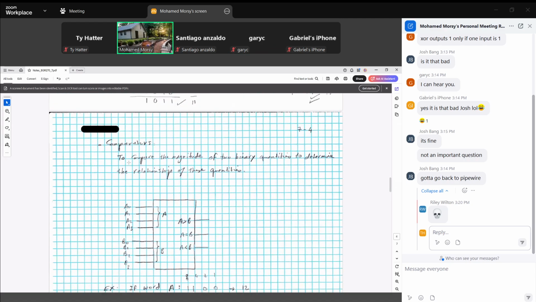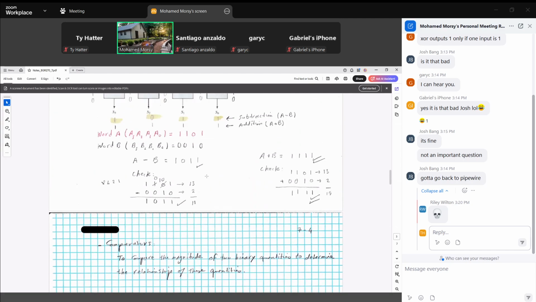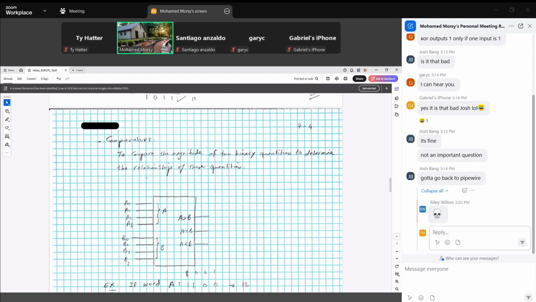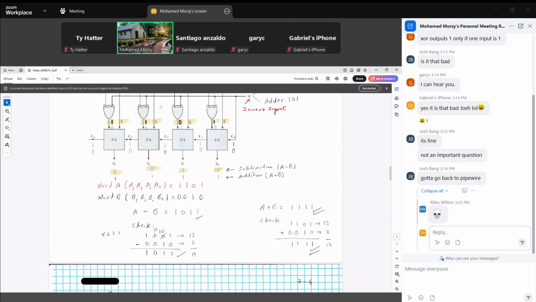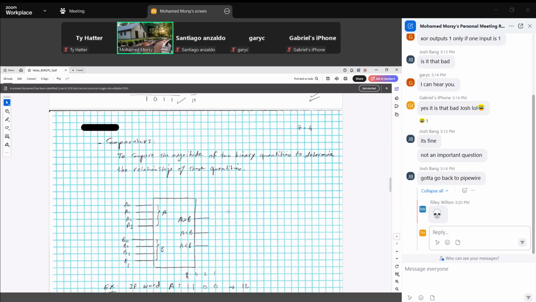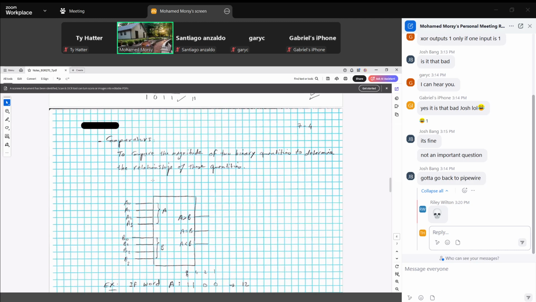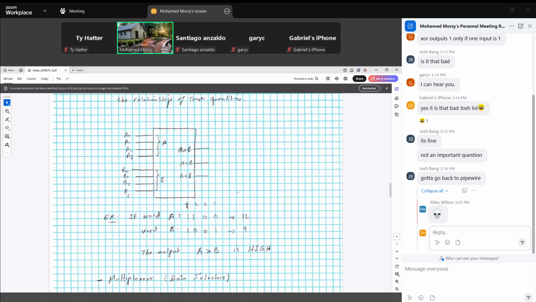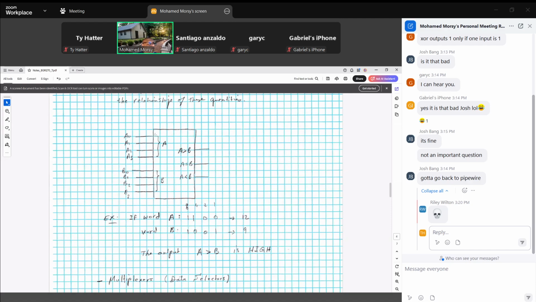Comparators. I hope we get a chance to do a lab using this, hoping. So we'll see. Comparators compare the magnitude of two binary quantities to determine the relationship of these inputs or quantities. So the comparator is here.